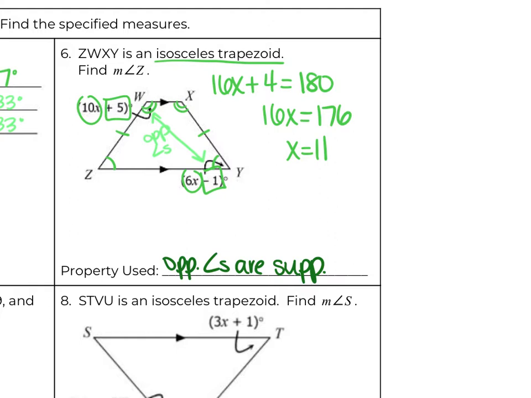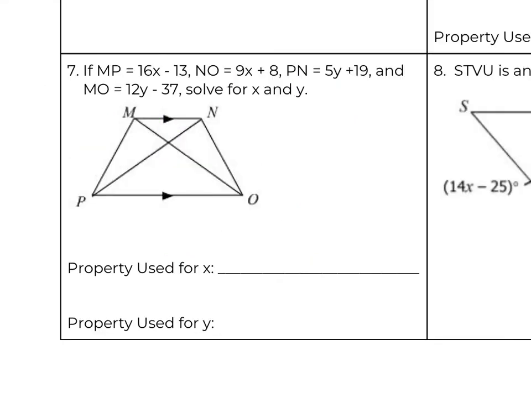All right. So they did not give us anything to actually plug in for Z. So I want to think about what I can plug in that is congruent to Z. Well, Y is congruent to Z. So I'm going to do 6 parentheses 11 minus 1, or 66 minus 1, gives me angle Z to equal 65 degrees.